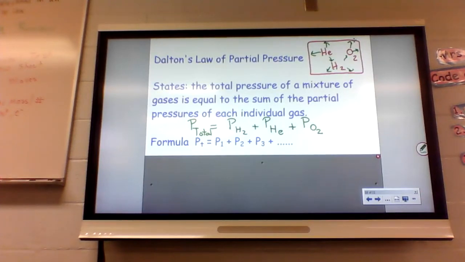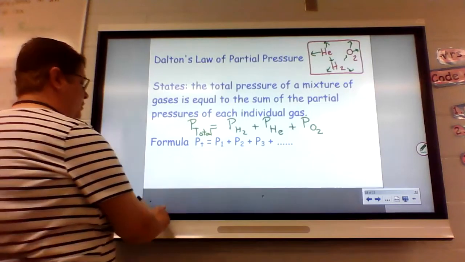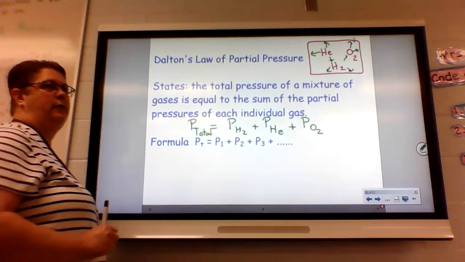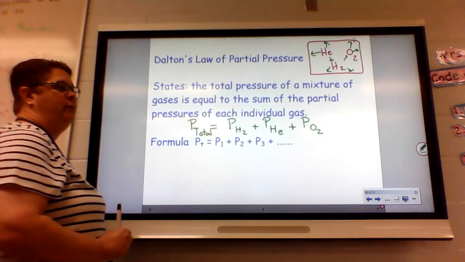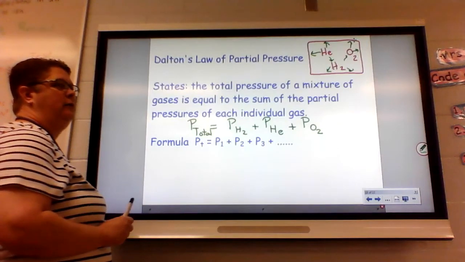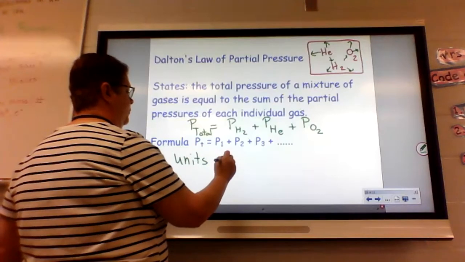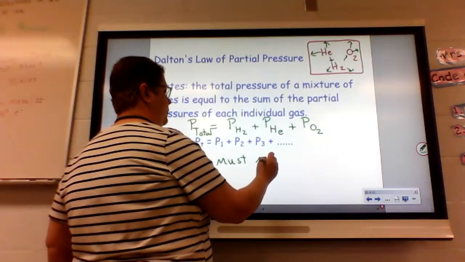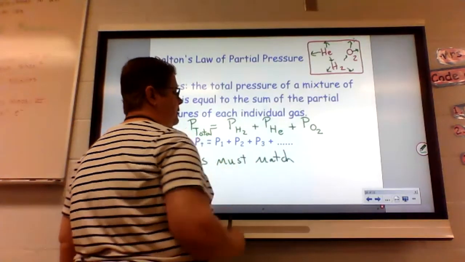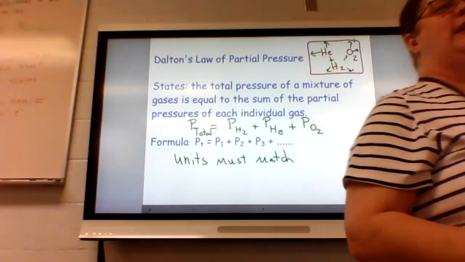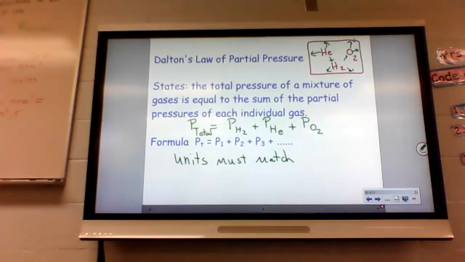All right. Now, the only catch to this equation is what? The units have to match. So, like, if you have 3 different ones, you have to convert. Correct. The units have to match. You can't add up an ATM to a kPa. It all has to be in kPa, or it all has to be in ATMs, or it all has to be in mmHg. It's the only catch.